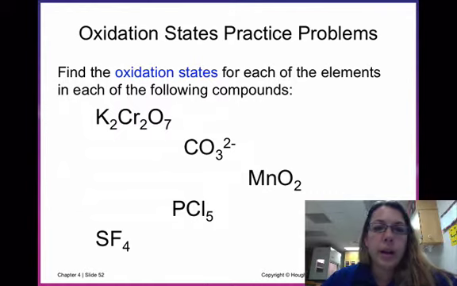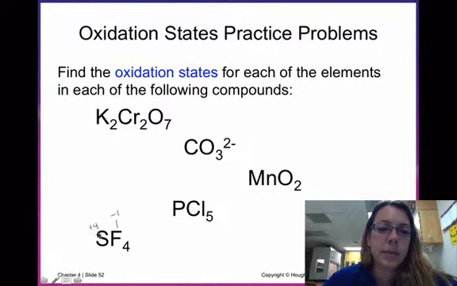So here we go. You have this list in your packet, but we're going to do them in a different order. We're going to leave this top one for last, so we'll get to that one in a second. We're going to start from down here. The rules said that fluorine is always a -1. So fluorine is a -1. Well, I have 4 of them. So 4 times a -1 is a -4. And since I only have 1 of these, this must be a +4.